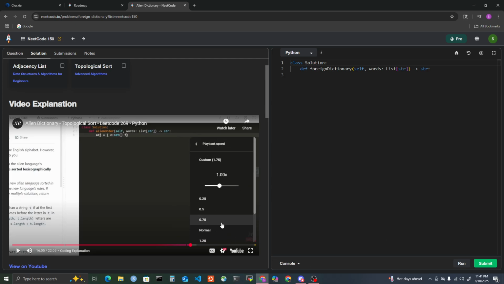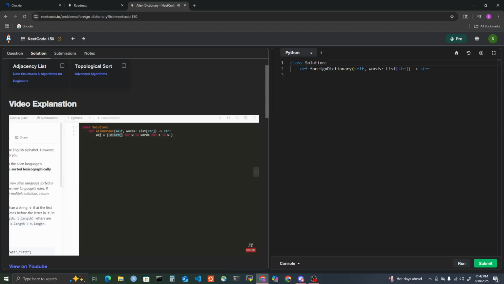Imagine all the people. We're going to go through every word in our list of words, and then for every character in each word, we want every character to be mapped to a set. And then we want to go through every pair of words. So for i in range, the number of words that were given minus 1, so that we go through every single pair. Let's get each pair. So word 1 and word 2.